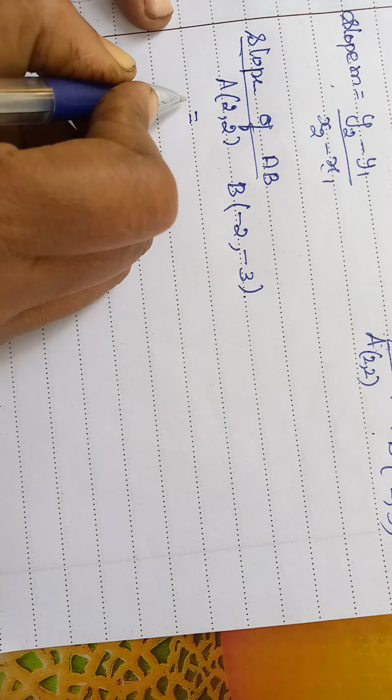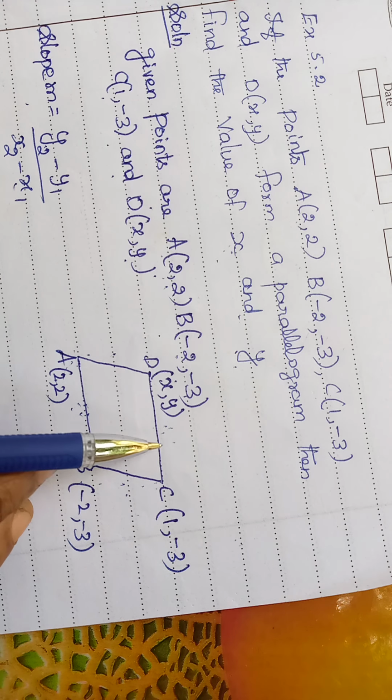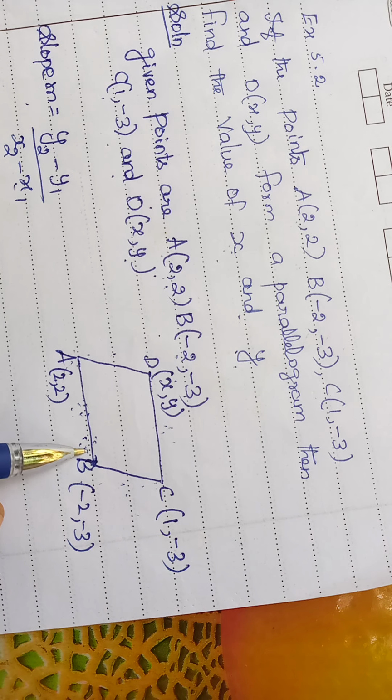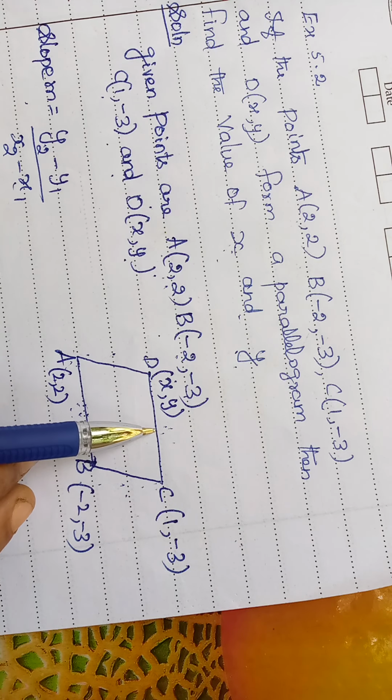Then, what are the opposite sides we have? AB and CD are the opposite sides. Opposite sides are parallel, so the slopes must be equal. After AB, we have to find the slope of CD. Let us find the slope of CD.